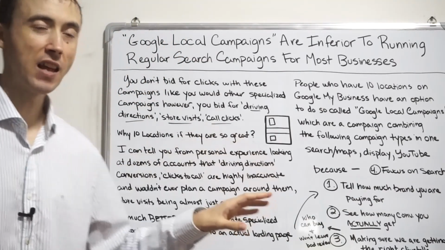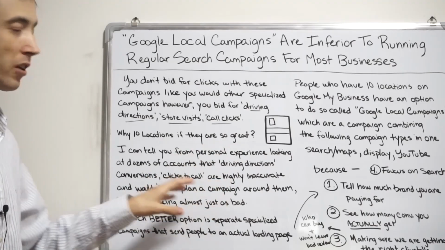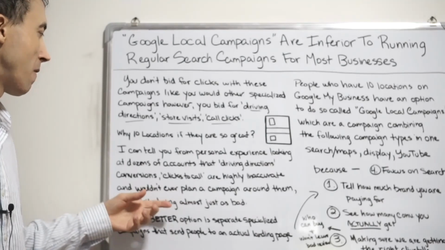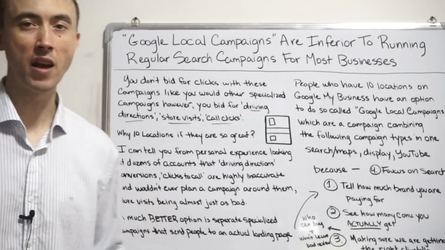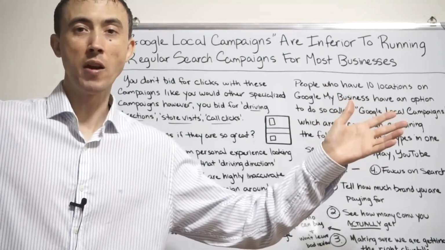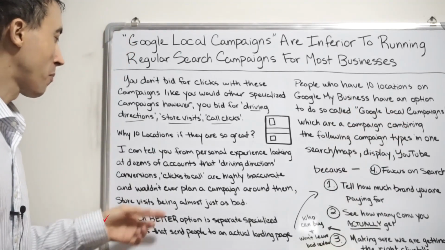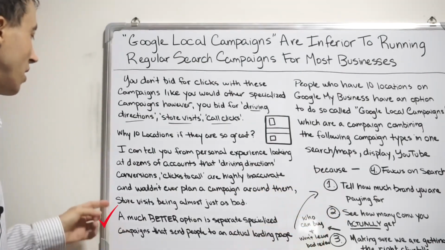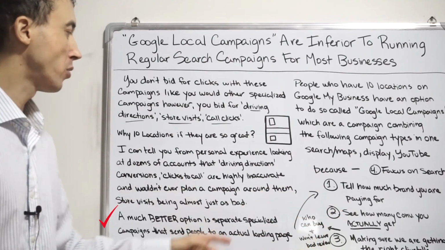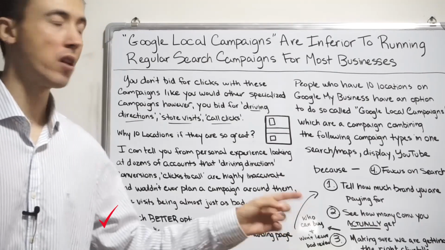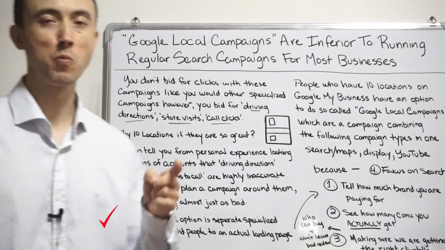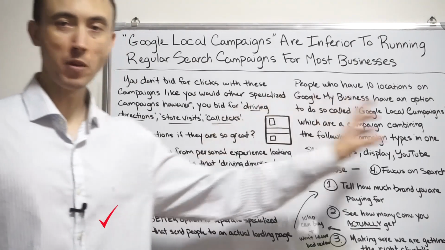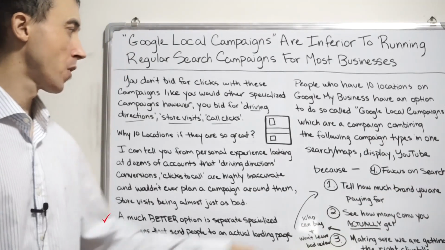So anyway, with all that said, all this nebulous driving direction clicks, click to call clicks, which are not actual calls, not actual people driving in. We don't know how to verify someone actually came to our store or not, because there's 10 plus stores. There's no way to verify this. A much better option would be to create separate specialized campaigns that will send people to an actual landing page that you own and control, that you can measure directly what the performance on that landing page is, okay, for a number of different reasons, which I'm going to go into next, okay?